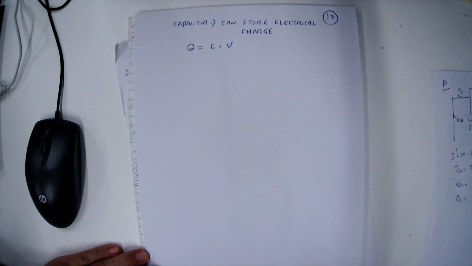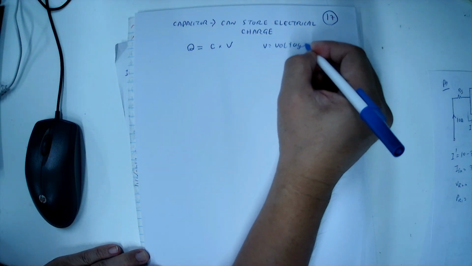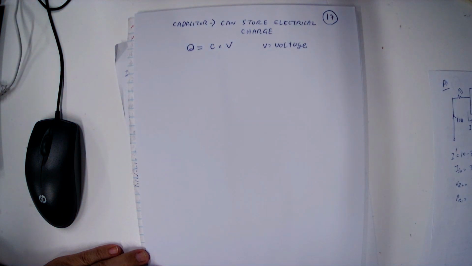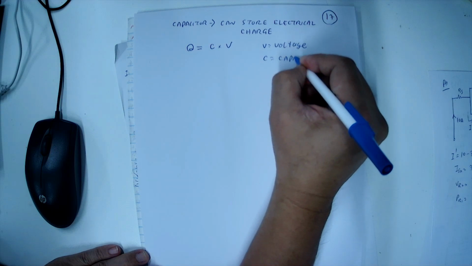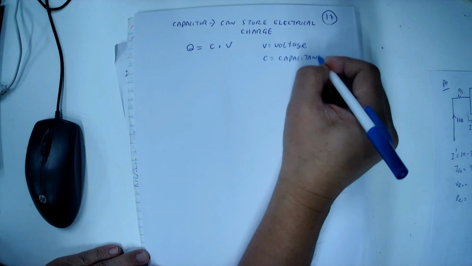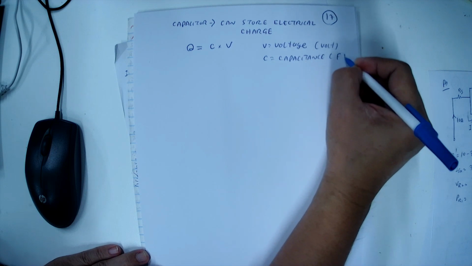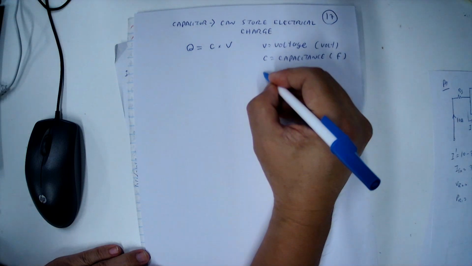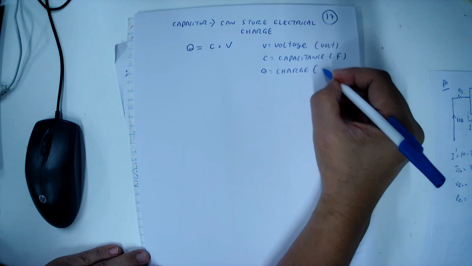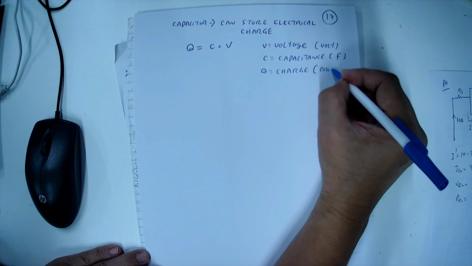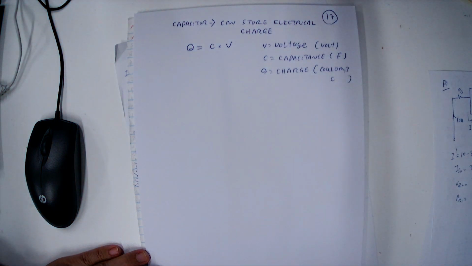V is the voltage connected to the capacitor. C is the capacitance. Voltage unit is volt, capacitance unit is farad. Q is the charge, and the unit is coulomb, or C. So this is the equation.